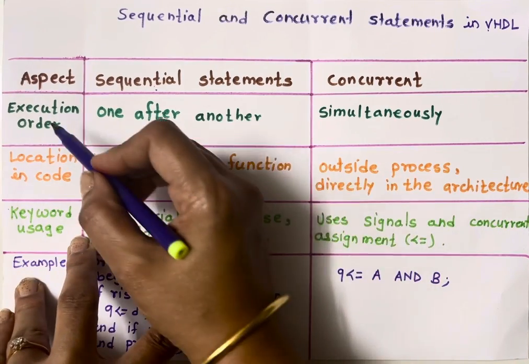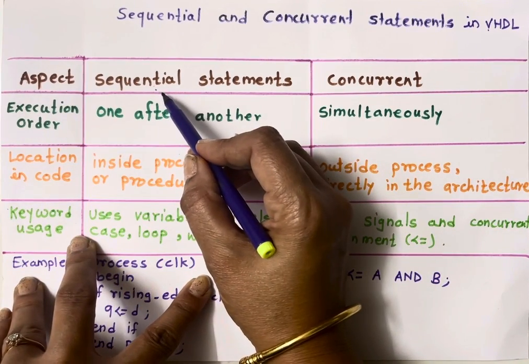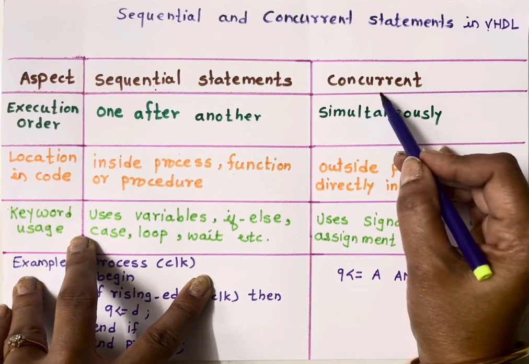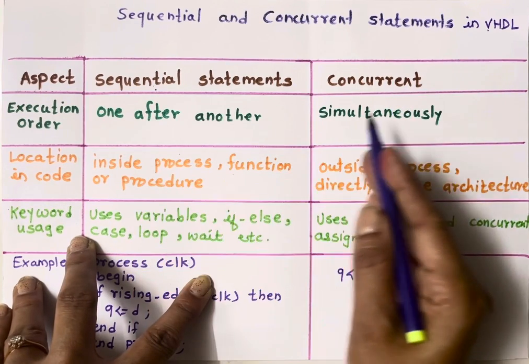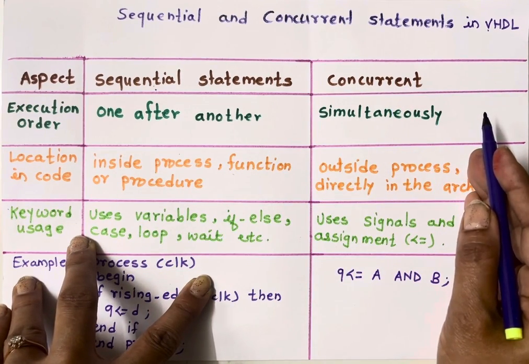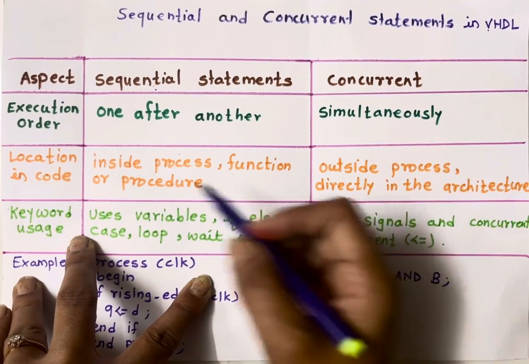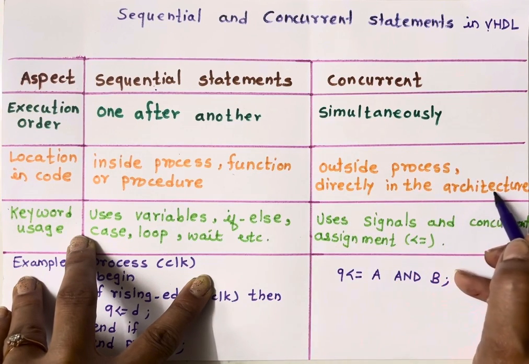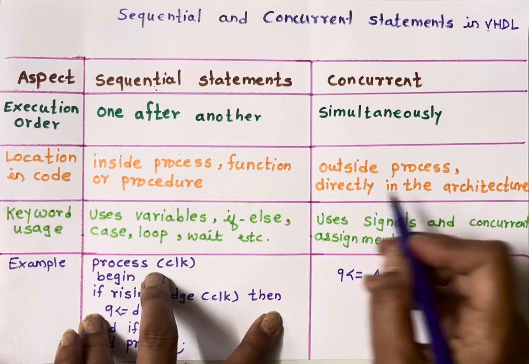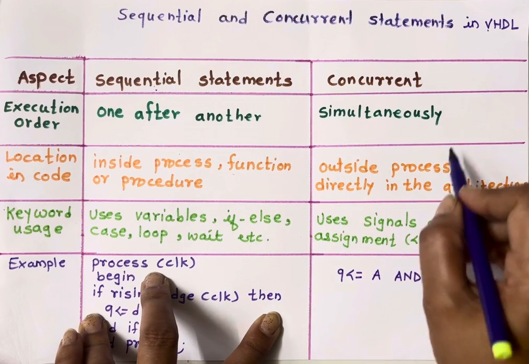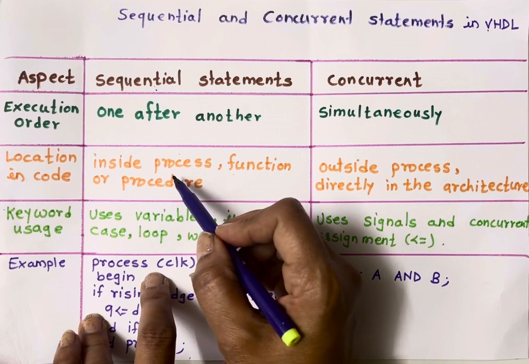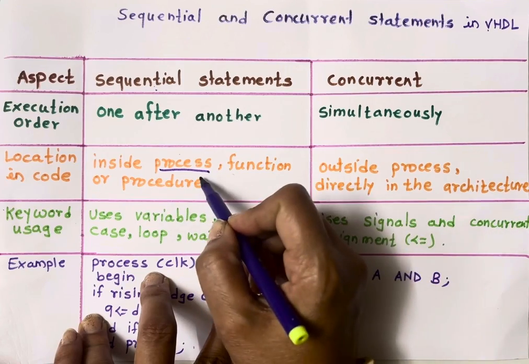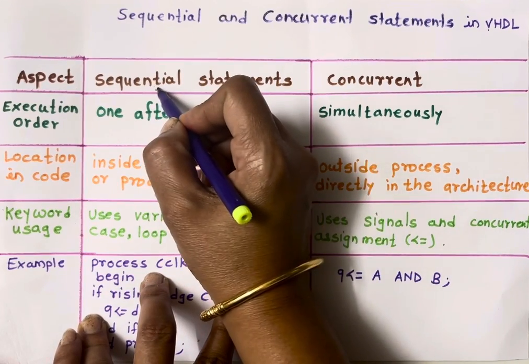So execution order is in sequential, its name itself indicates statements execute one after another, whereas concurrent statements, all statements execute parallelly or simultaneously. Then where we write these statements, location in code is, we write concurrent statements directly in the architecture. So we start our architecture and after begin statement, we directly write our statements. Whereas in case of sequential statements, we must include process statement. So process statement is mandatory to include sequential statement.